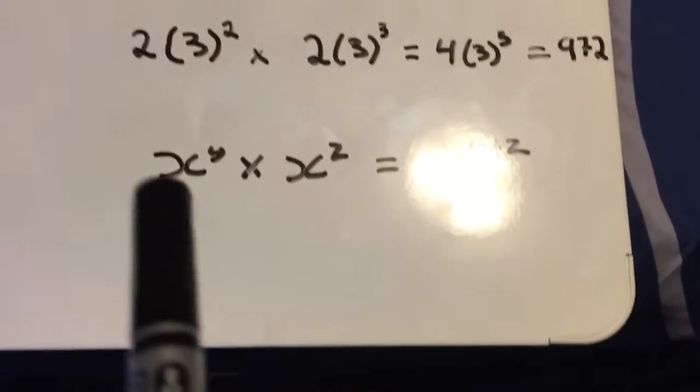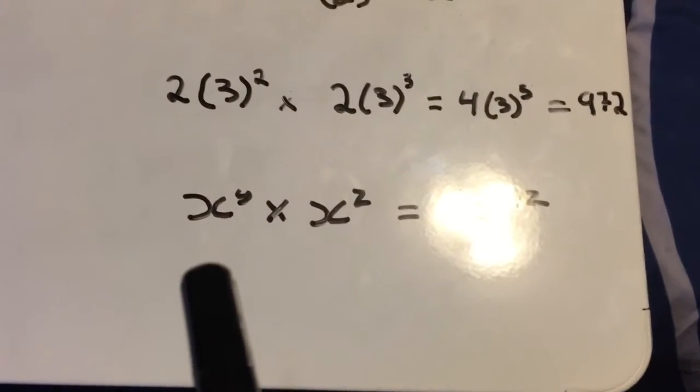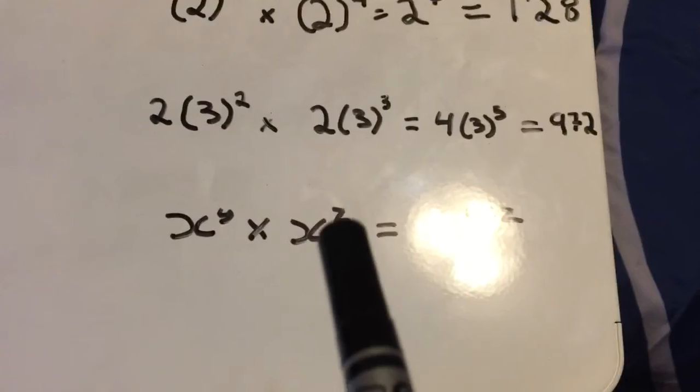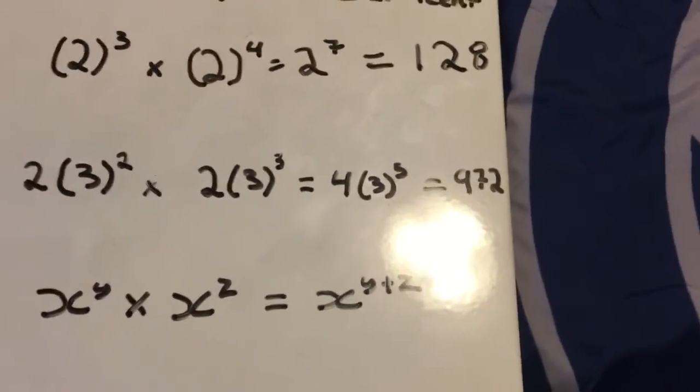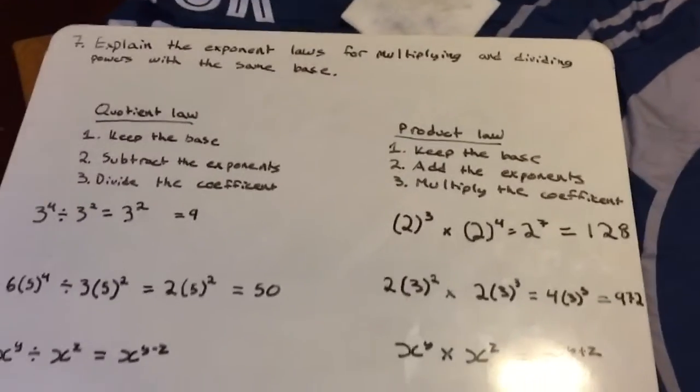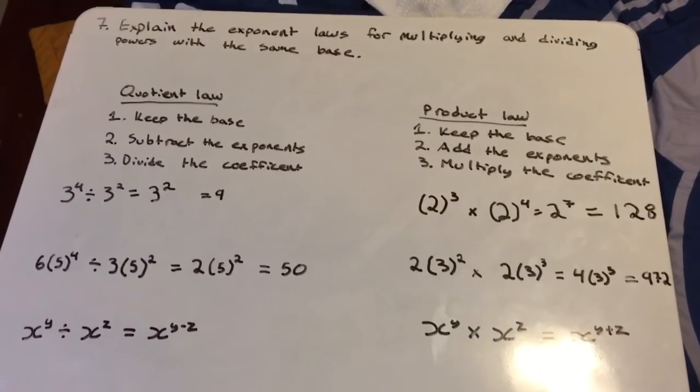Then again, representing this in variables would look like this. X to the power of y times x to the power of z is equal to x to the power of y plus z. This is the two laws for multiplying and dividing powers with the same base.